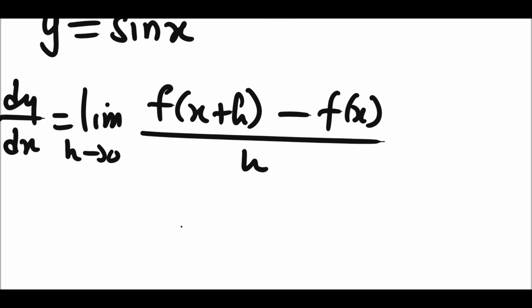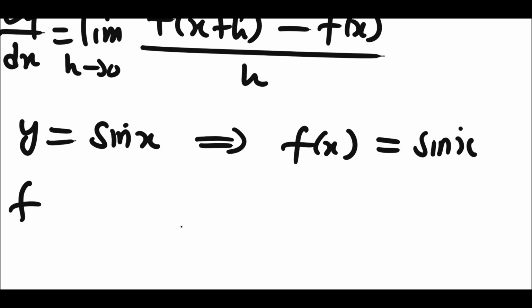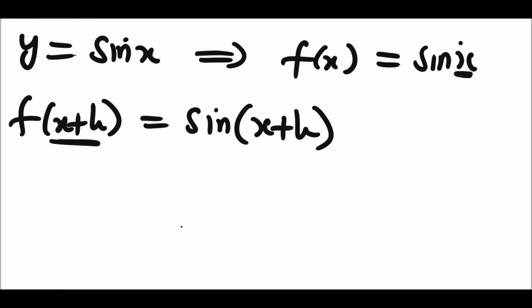All right. So knowing our function y to be sine x, this implies that our f of x will be equal to sine x. So we now need to find our f of x plus h, which implies that whenever you see x, you plug in x plus h. So in our function, our f of x plus h is sine of x plus h. So we are just replacing the x in the angle with x plus h.